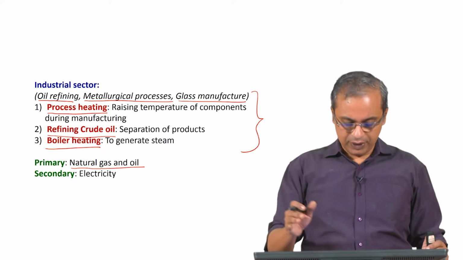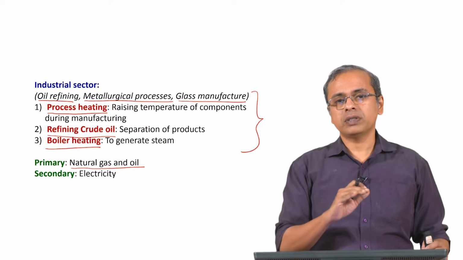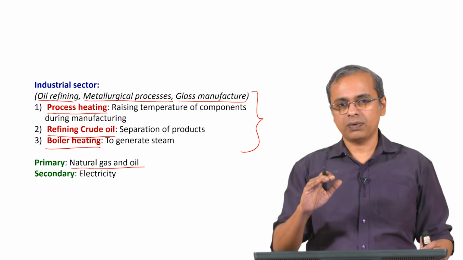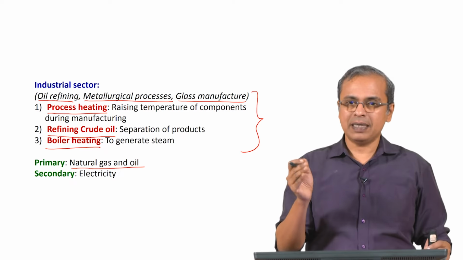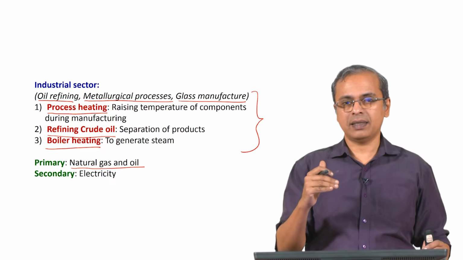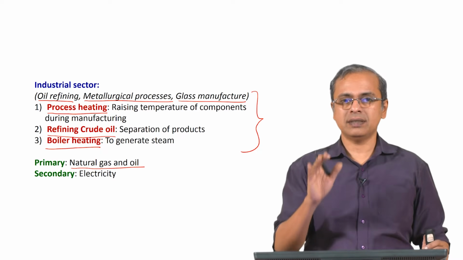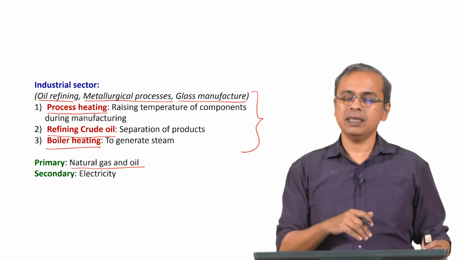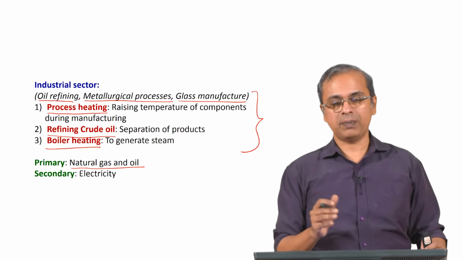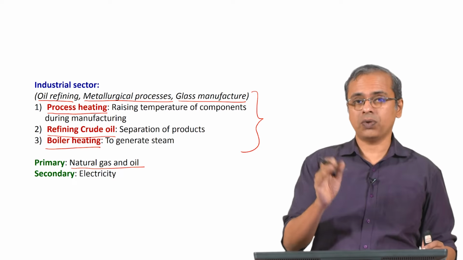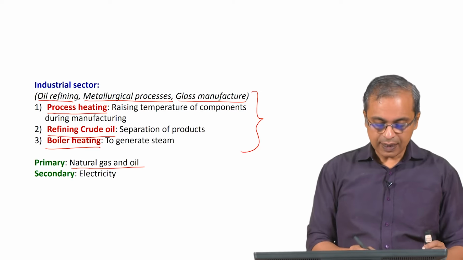Many industries prefer natural gas and oil because that is something they can predictably get a supply of. In many places it is also available relatively cheaply, and this is only in a relative sense. So they have access to this energy and they are able to use it. That is the idea behind the primary usage of natural gas or oil for their energy.